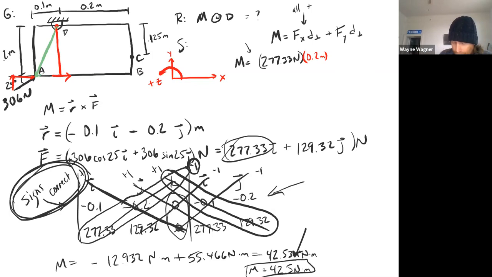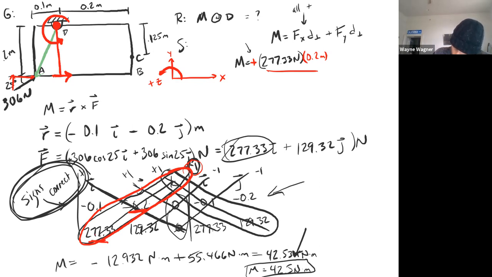Now I have to think about which way this is causing the body to spin. That's where my sign comes in. I'm going to put my thumb right here at D, with my fingers curling counterclockwise. Hopefully you can see that this X force is reinforcing that curl of my fingers. Because it's reinforcing, this is a positive sign. You should note that somewhere below, this is that diagonal right here: 277 times negative 0.02 with a negative sign in front of it.